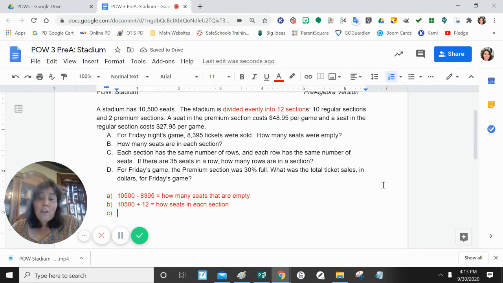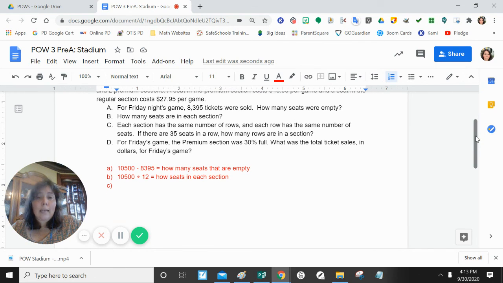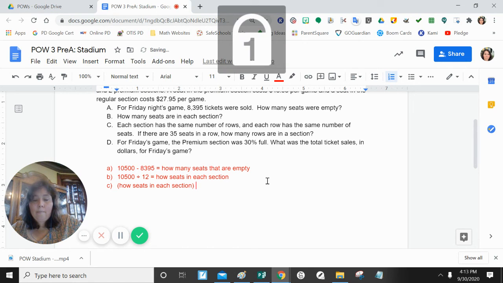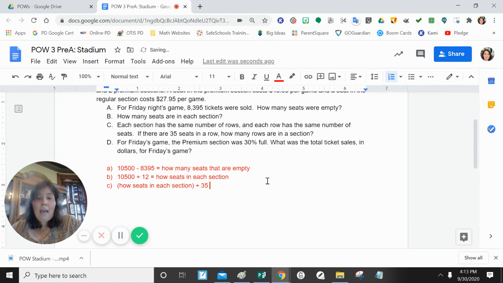You're actually going to need this answer for part C as well. So we're going to figure out next how many rows are in a section. If I have 35 seats per row, well, then I can take the number that we figured out in part B, how many seats in a section, and I can divide that by 35. By doing that, I'm dividing the number of seats in the section by the number of seats in each row, and then I can figure out how many rows are in each section. So now I have parts A, B, and C done. The hard part now is part D.